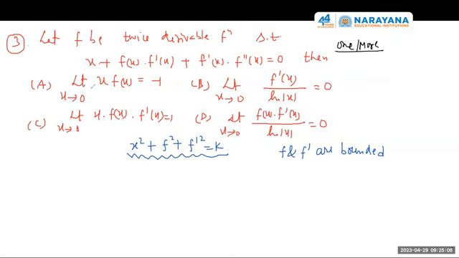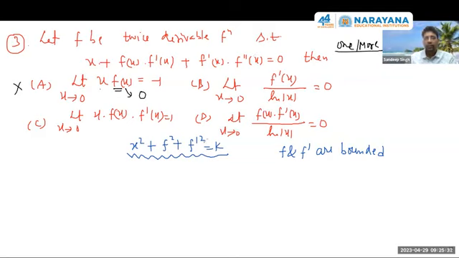Now tell me option A: limit x approaching 0 of x f(x). Is it correct? Option A. No, because this is finite. f of x is finite, and x is approaching 0. So this limit must be 0. Simple question. Next, f dash upon ln mod x. So this was the only catch here.